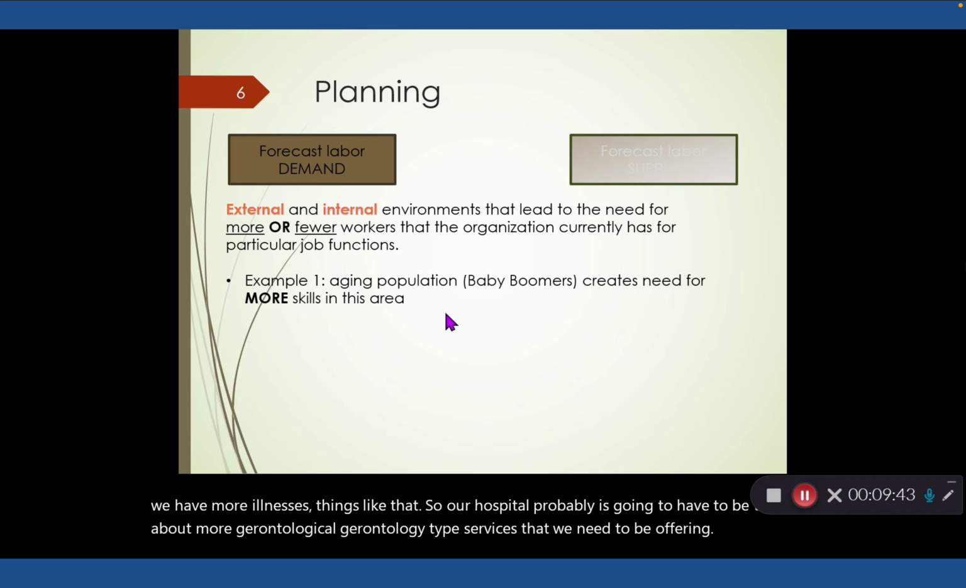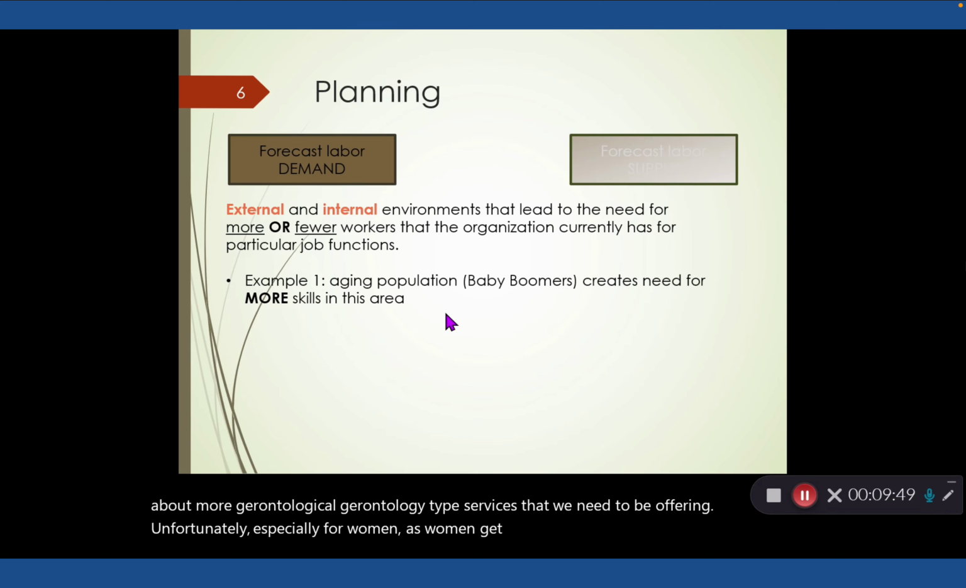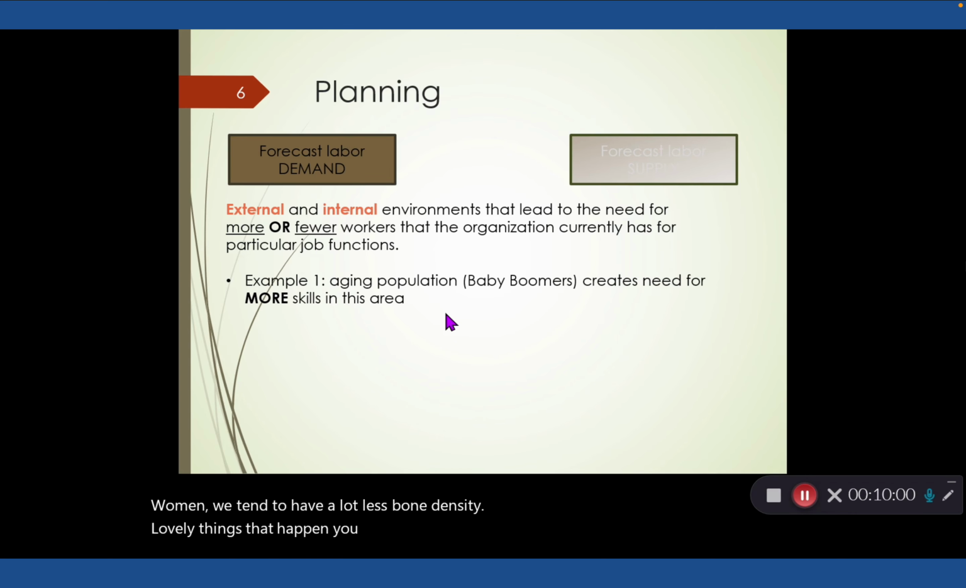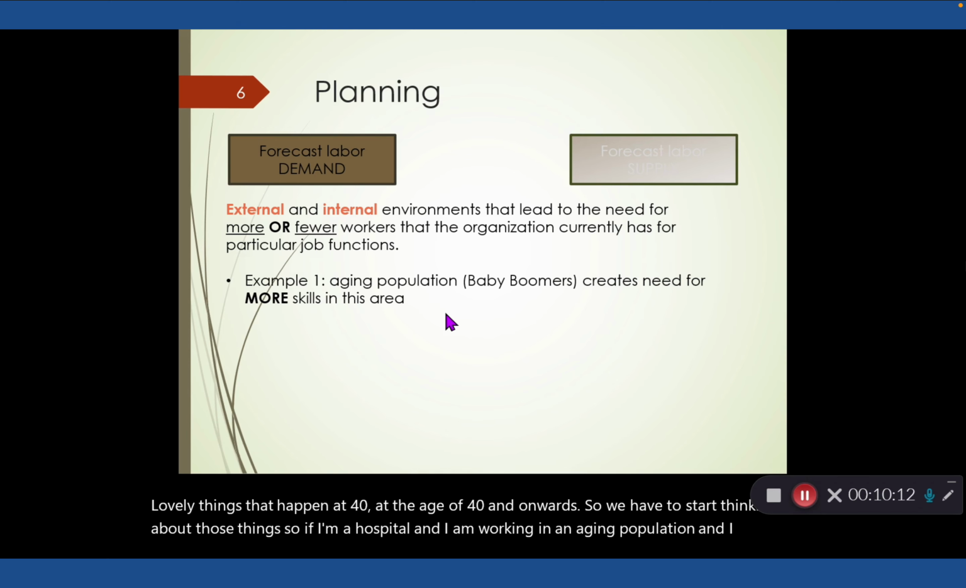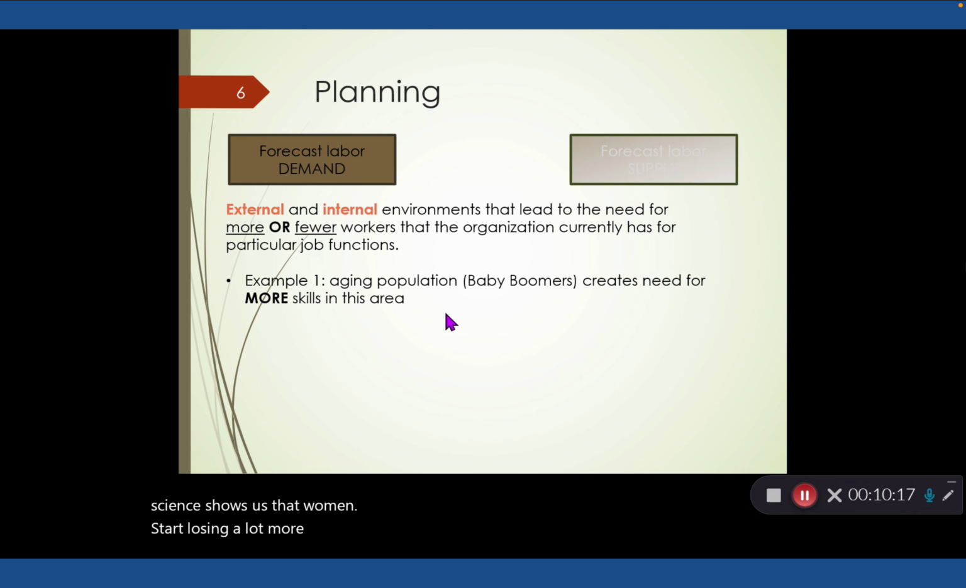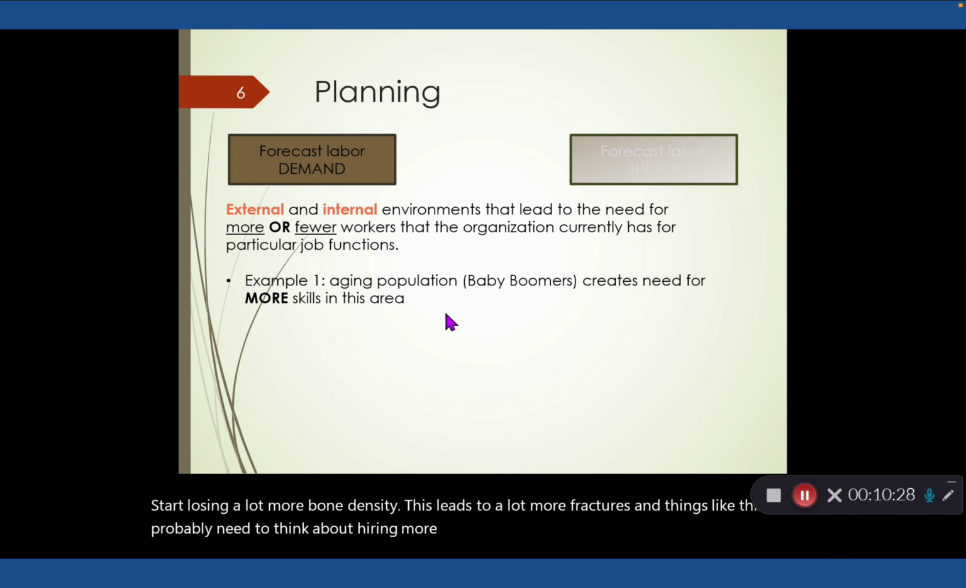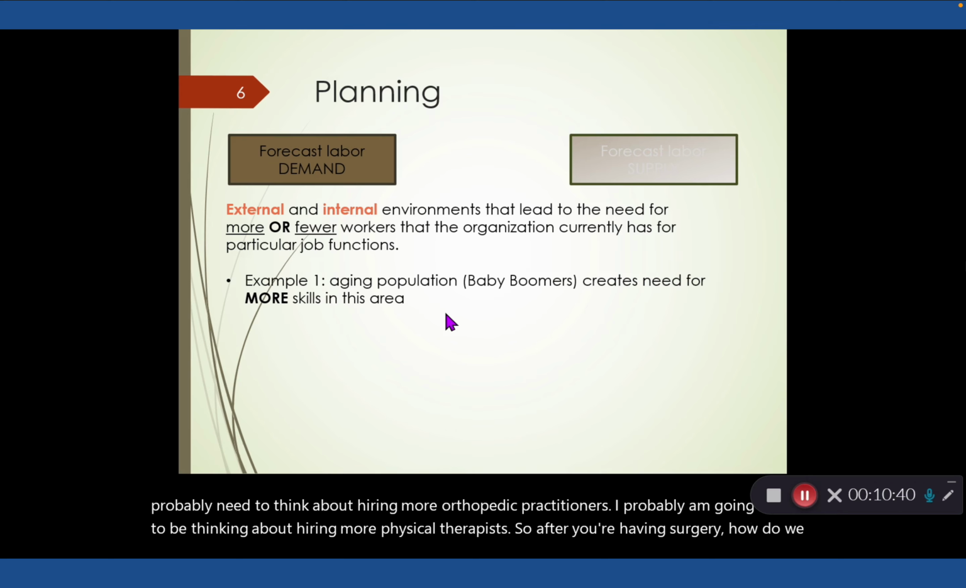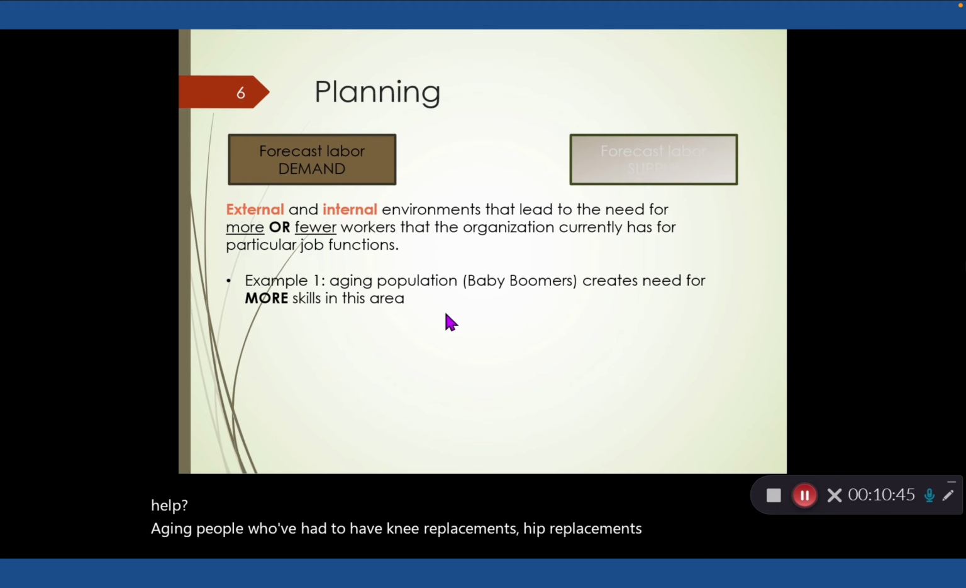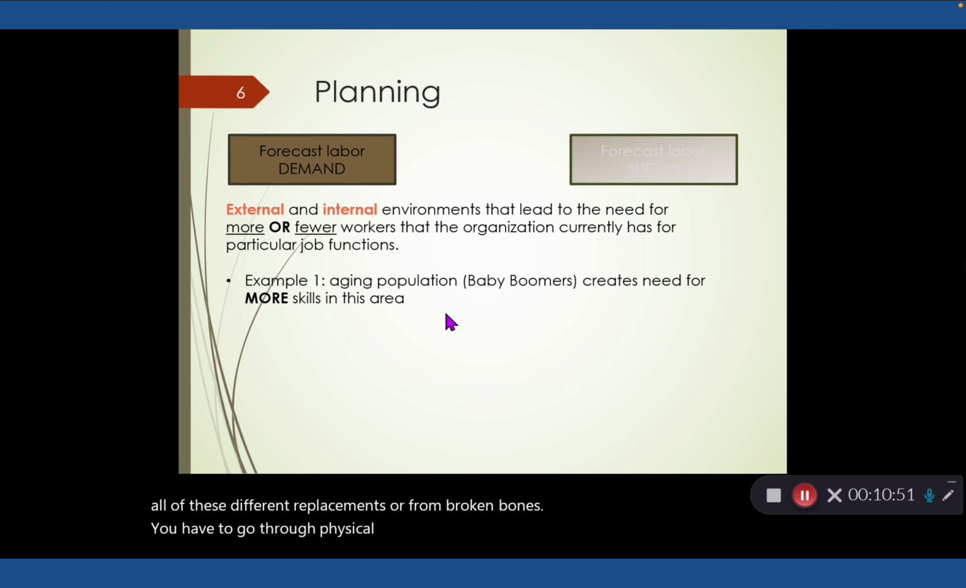Unfortunately, especially for women, as women get older, we tend to have a lot less bone density. Lovely things that happen at the age of 40 and onwards. So we have to start thinking about those things. If I'm a hospital working in an aging population, and science shows us that women start losing a lot more bone density, this leads to a lot more fractures and things like this. I probably need to think about hiring more orthopedic practitioners. I probably am going to have to be thinking about hiring more physical therapists. After you have surgery, how do we help aging people who've had to have knee replacements, hip replacements, shoulder replacements, all of these different replacements, or who have broken bones? You have to go through physical therapy. So I might actually just create an entire new business unit that is devoted to gerontology, bone and muscle rehabilitation, right?